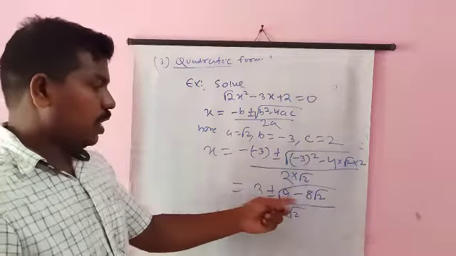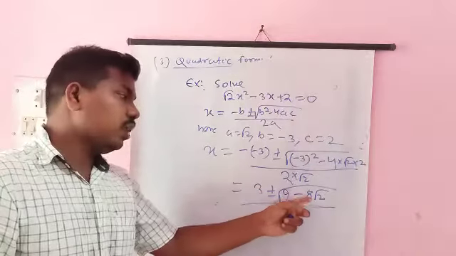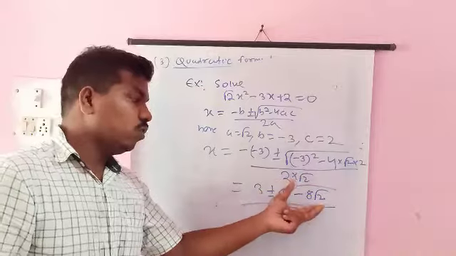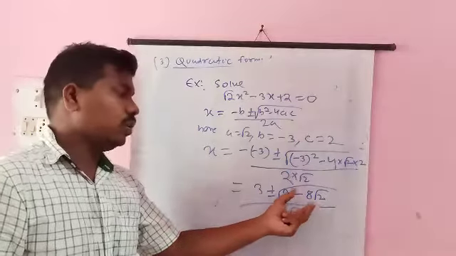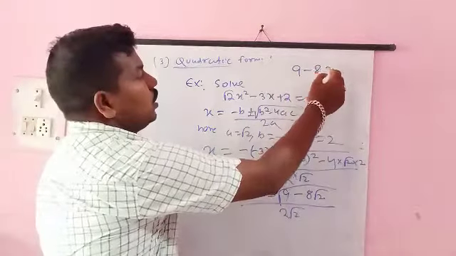So if you find the solution of this quadratic equation, 9 minus 8 root 2 means the answer will become irrational, because 9 minus 8 root 2 is an irrational number.